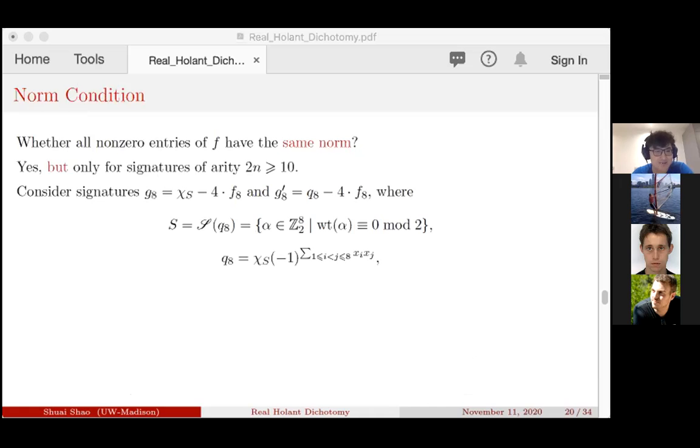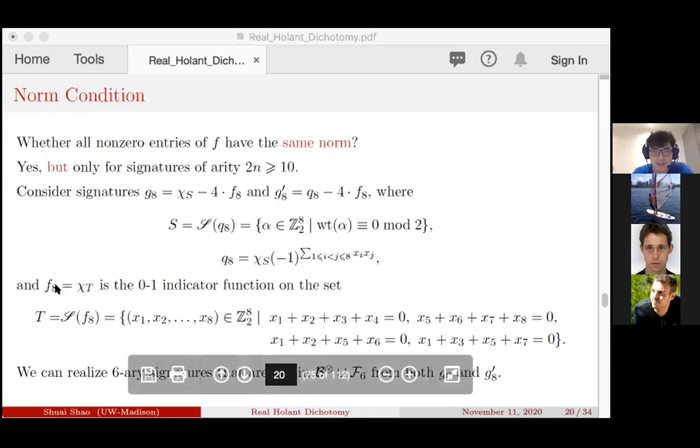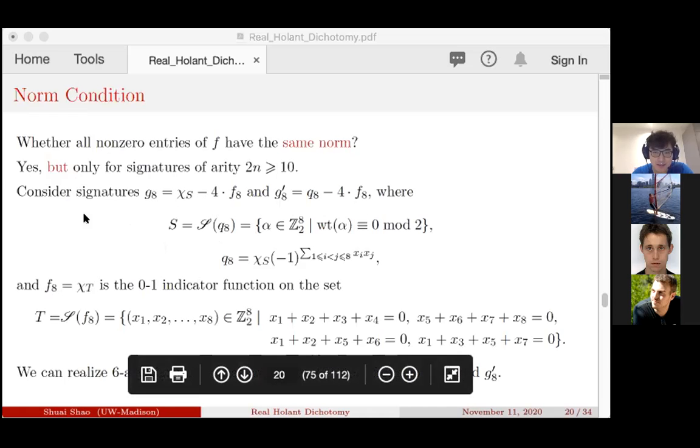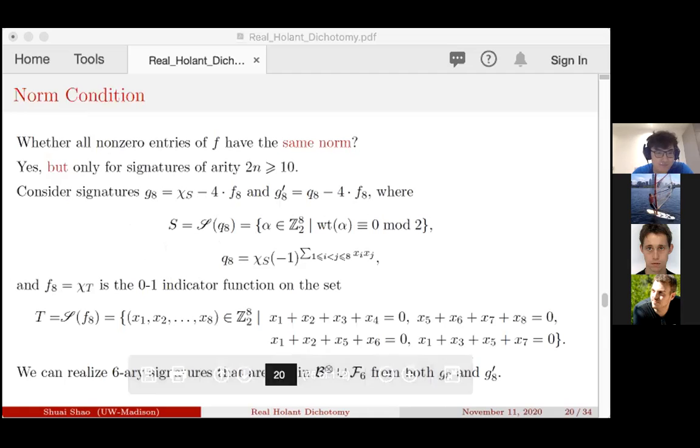So there exist signatures of arity 8 that have entries with different non-zero norms, such that by merging them using binary signatures, we can only get affine signatures. For example, look at the two signatures G sub 8 and G prime sub 8. They have entries of norm 1. They also have entries of norm 1 minus 4, which is equal to -3, which has norm 3. I will not go into the details of these signatures, but here you can see a special signature F8 appears in these two signatures. Later we will see it again.